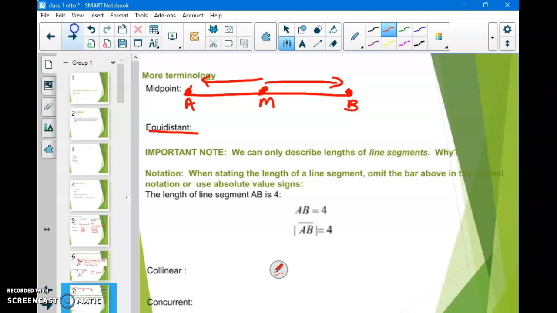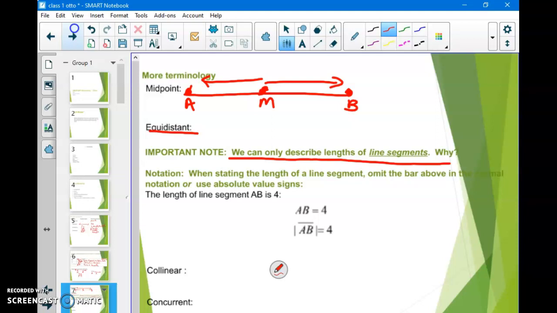Important note, well, I just asked that before. Why is it only lengths can happen in line segments? Because the others go to infinity. Can I find a midpoint on a ray or a line? No, because we don't know which infinities are bigger than other infinities. We just know that they're infinities.